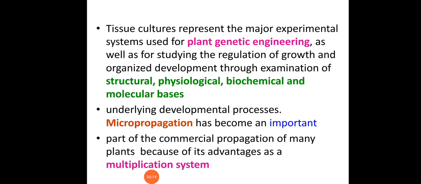Micro means very small, within a glass, that is, within a test tube. In the test tube we can produce shoot induction and root induction, and completely produce a large number of plants. It is not haploid or diploid; it produces many types of cells. It is part of the commercial propagation of many plants because of its advantage as a multiplication system. Multiplication means rapid production of many copies from a single clone, a single explant.